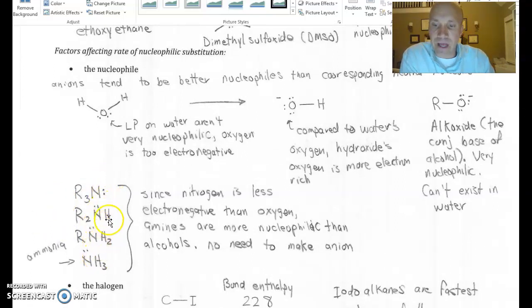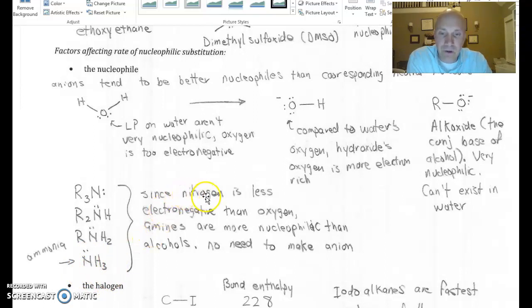One other thing that's going to commonly act as a nucleophile are amines. I've actually shown 4 different varieties of amines. At the top, this would be a tertiary amine, meaning you've got 3 carbons directly attached to the nitrogen. This would be a secondary amine, which means you've only got 2 carbons attached. This is a primary amine, and this one right here, well, remember there's only one of this. That's just going to be ammonia right there.